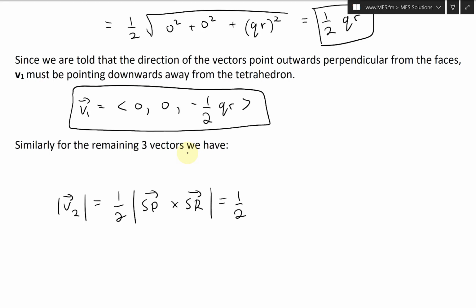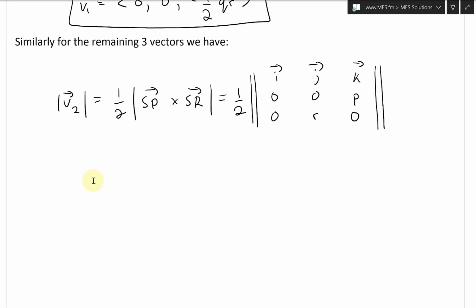This equals 1/2, and then the cross product. So we'll put a length like that, and then the determinant form. So I, J, K, like this. And then put the determinant, and then the length. And then IJK, so the P1 right there, that's going to be, well, the Z component 0, 0, P. And then the R is the Y1, so 0, R, 0. All right, so let's just solve this cross product.